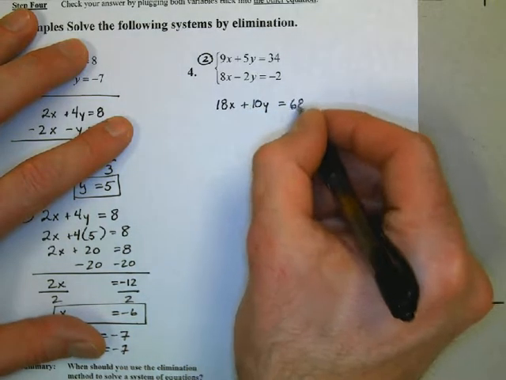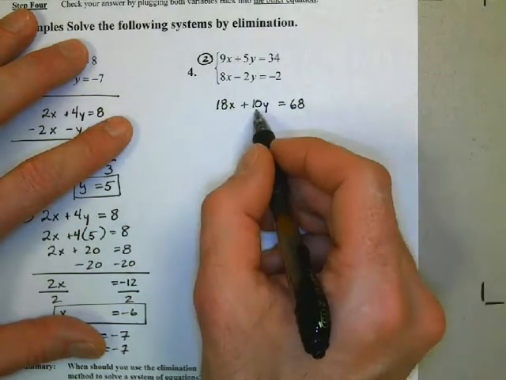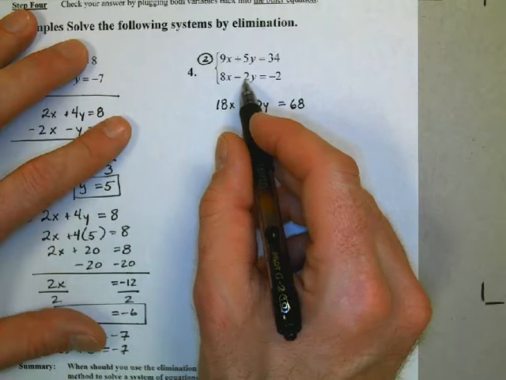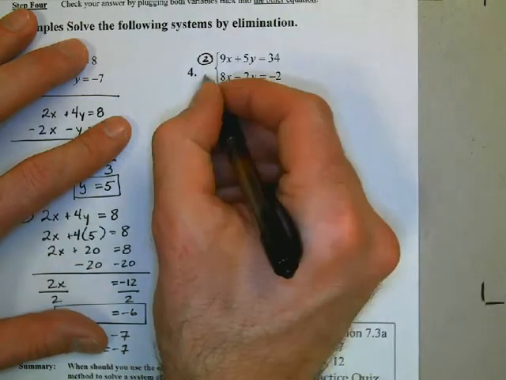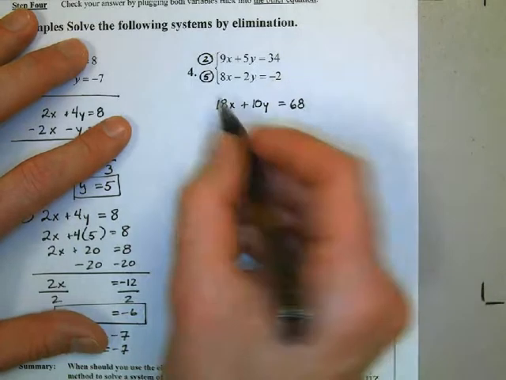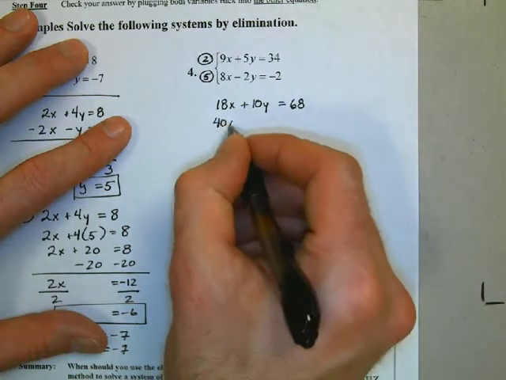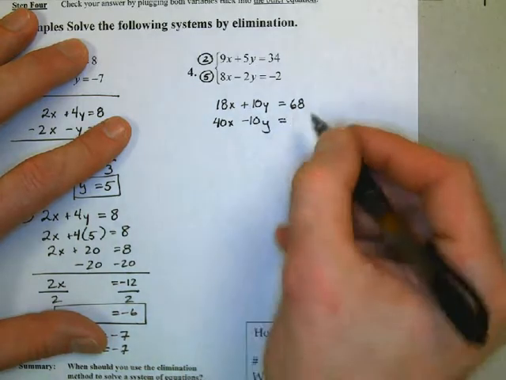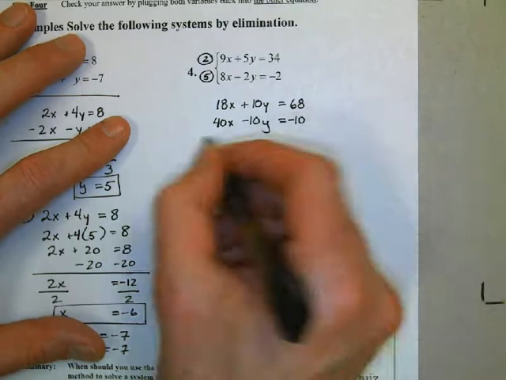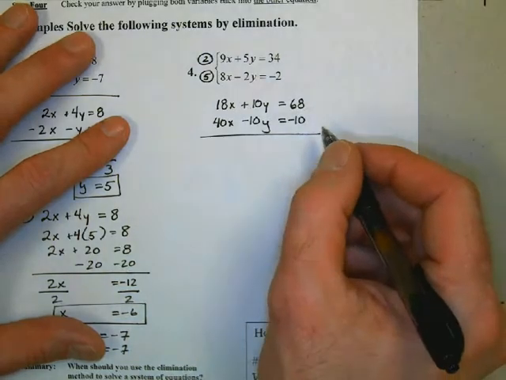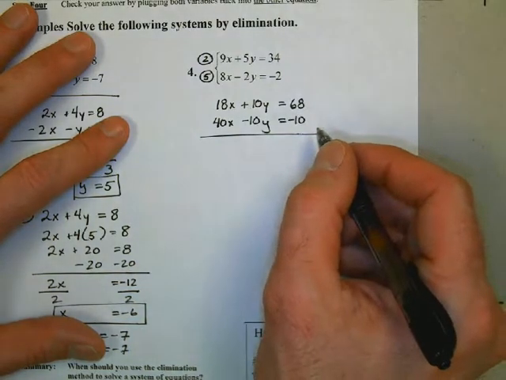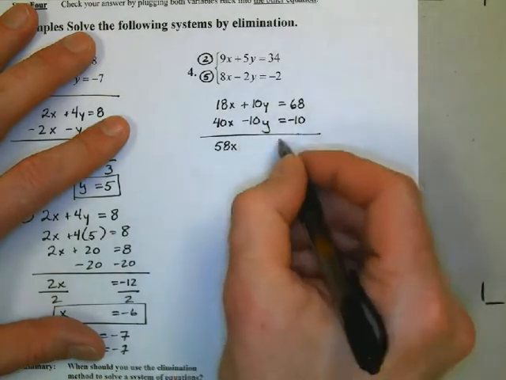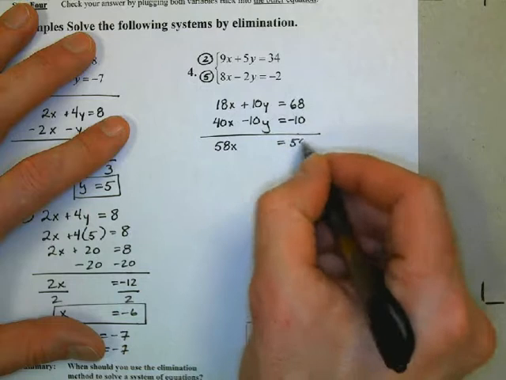9x times 2 is 18x. 5y times 2 is 10y. 34 times 2 is 68. Now, the opposite of positive 10y is negative 10y. So to get negative 2 to become negative 10y, we're going to multiply the second equation by 5. 5 times 8x is 40x. 5 times negative 2y is negative 10y, which is what we want. And 5 times negative 2 is negative 10.